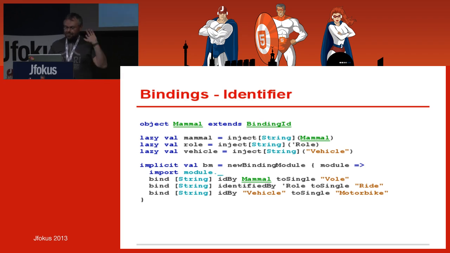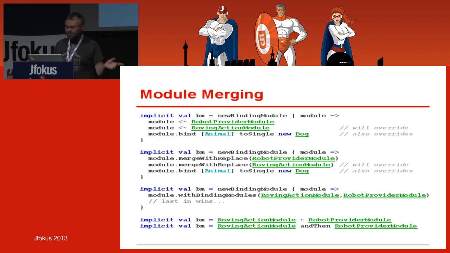Module merging, I'm going to skip through these really quick, but you can merge modules together very easily. There's two ways to do it. One of them is to create a new binding module, and then you can use this kind of inserter operator. And that, because I don't like just operators, this is another pet peeve of mine with libraries that give you weird operators that mean nothing to people.